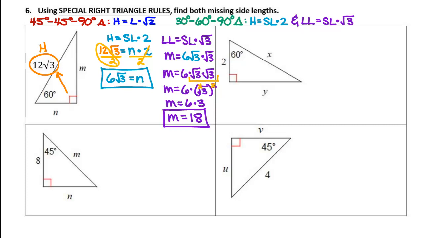Do you guys want to see any of the others in number 6 or a different problem, or what do we want to work on next? Good. Number 20.